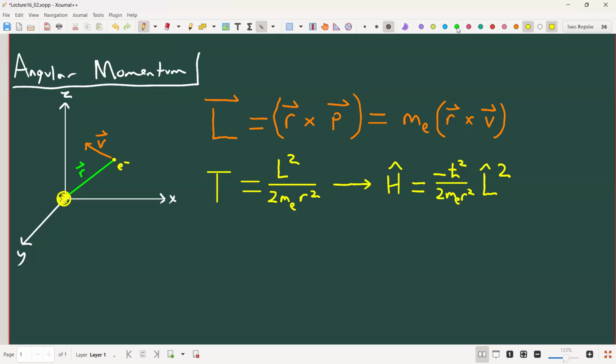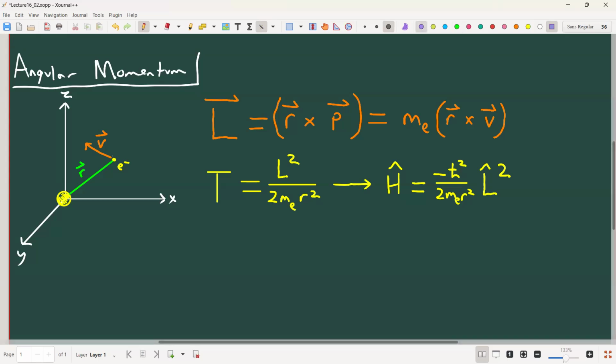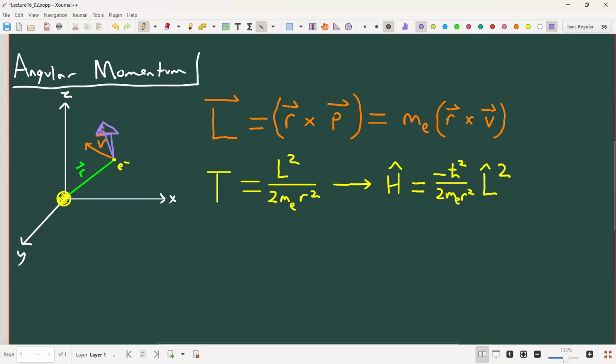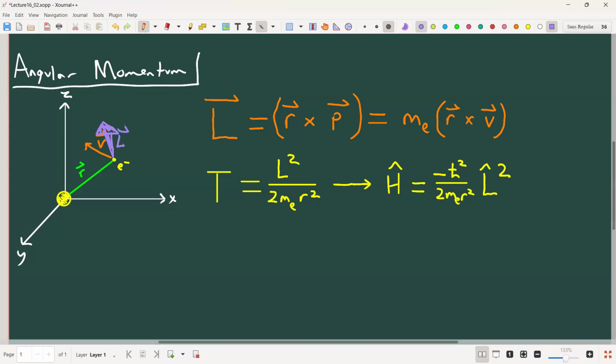I can't really draw that particularly well, but I'll try my best. Do it like this instead. Sticking out of the board. And the interpretation of this vector, in some sense, the angular momentum vector is tangent to the trajectory of the electron at that point in a circular motion, in some sort of orbital motion.